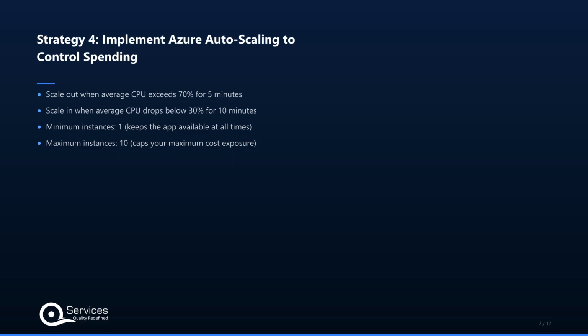Maximum instances: 10. Caps your maximum cost exposure. For containerized workloads, Azure Kubernetes Service supports horizontal pod autoscaling and the cluster autoscaler, which scales both pods and underlying nodes automatically. A retail SMB running a promotional campaign might see 10x normal traffic for 48 hours. With autoscaling, they pay for the burst while it happens and return to baseline cost immediately after. Without it, they either over-provision permanently or risk downtime during peak demand.